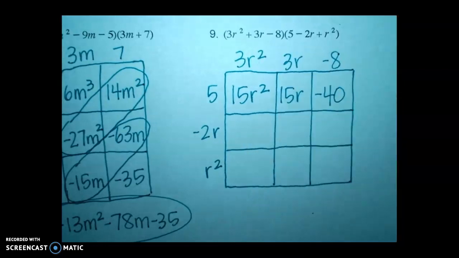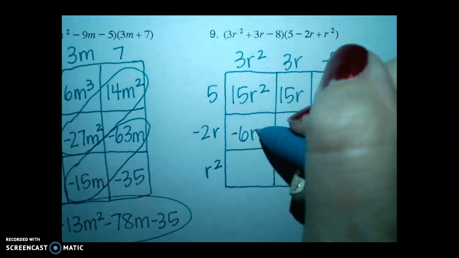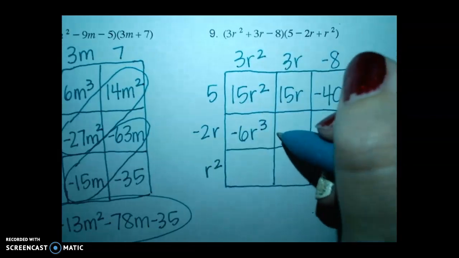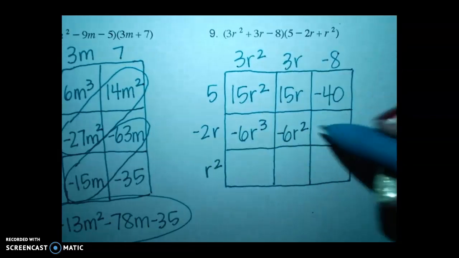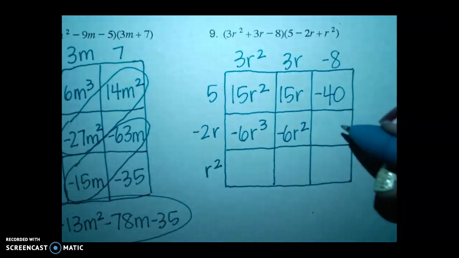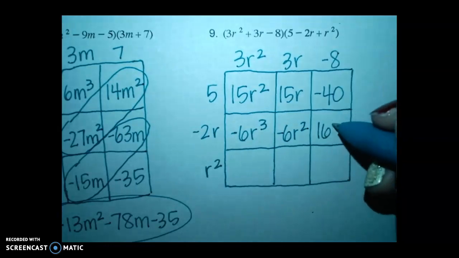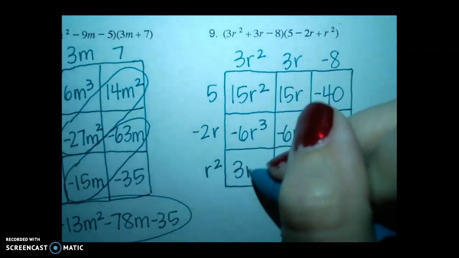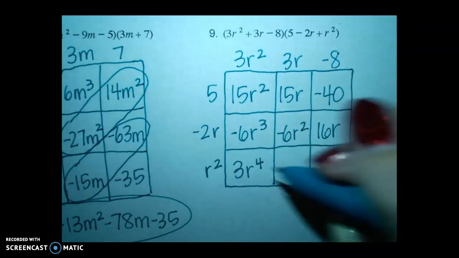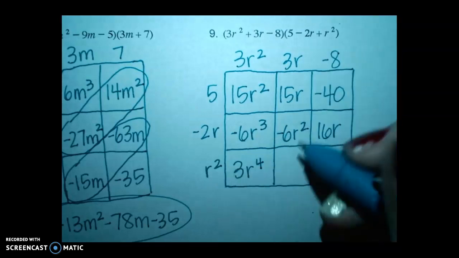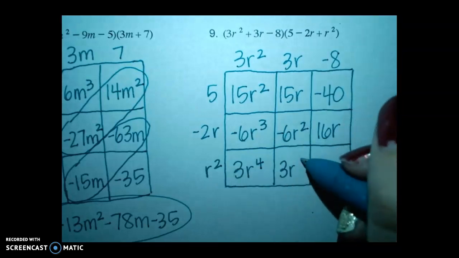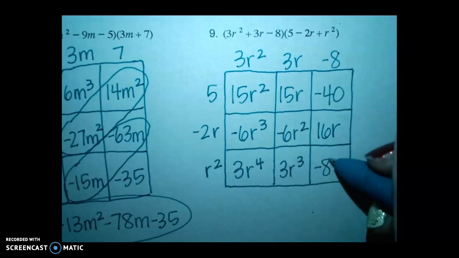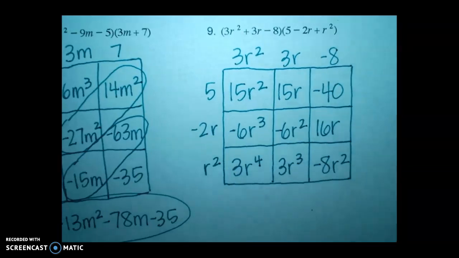Negative 2r times 3r squared is negative 6r cubed. Negative 2r times 3r is negative 6r squared. Negative 2r times negative 8 is 16r. R squared times 3r squared is 3r to the 4th power. R squared and 3r is 3r cubed. R squared and negative 8 is negative 8r squared.